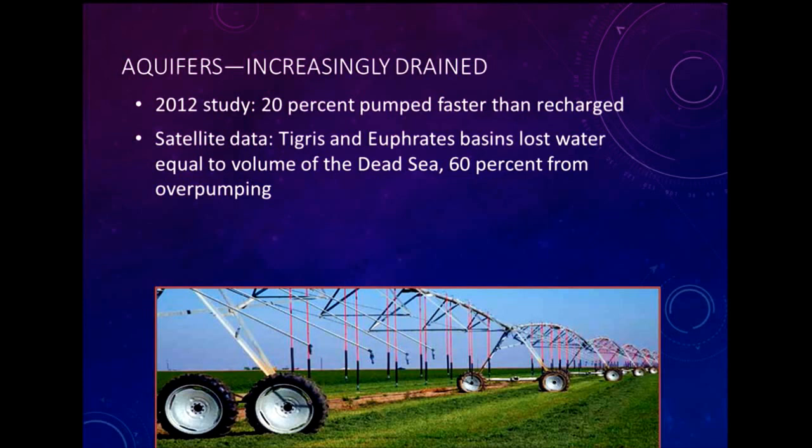There's an interesting satellite system that the United States has called the GRACE satellite system that is able from way up in space to tell how much water has been taken from under a farm or in a particular region. And that has been used to show that the Tigris and Euphrates basins have lost water equal in volume to the Dead Sea, and that 60% of that loss has been from overpumping. And GRACE has been operating only since about, I believe, 2002. So these losses that I'm describing have happened just in the last decade and a bit more.